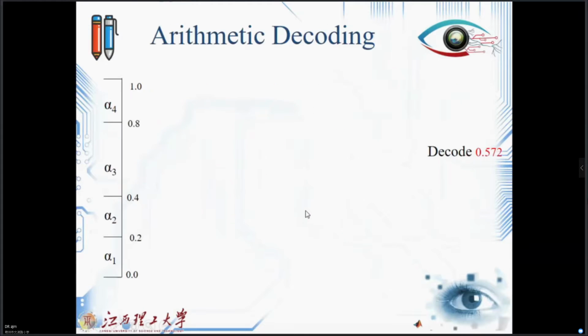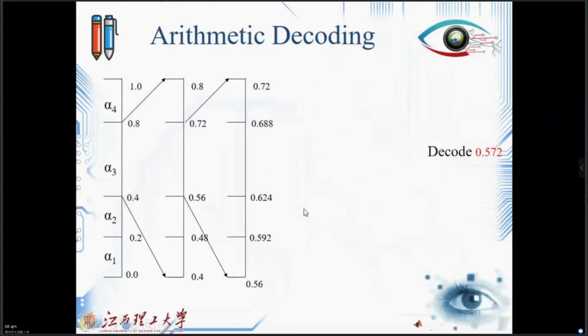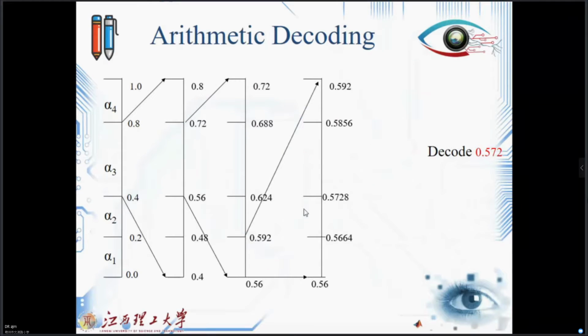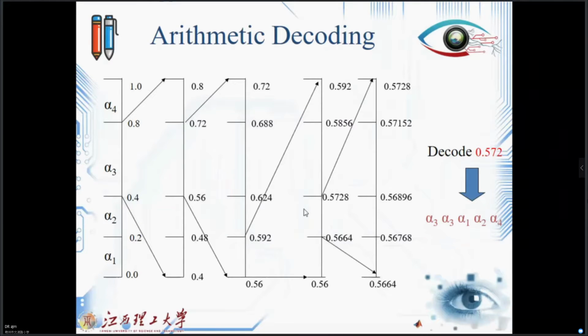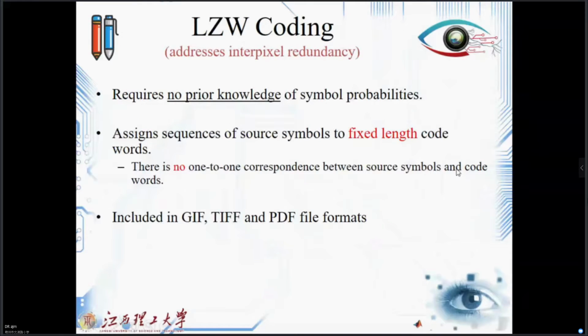Let us see again the steps that we already talked about in the clips that we have. 0.572 is the upper one, as you will see here, as the decoded part that you can use for this method.